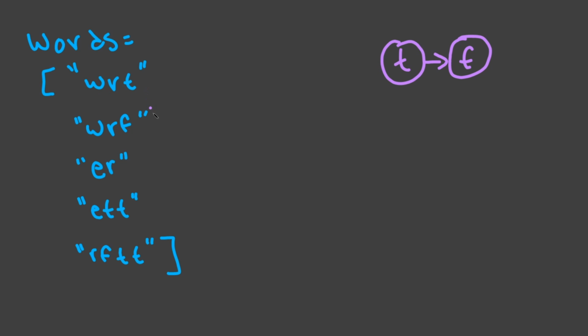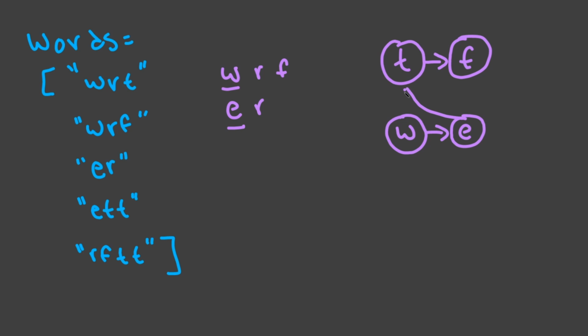So now let's go to our next two words. We're done with WRT, so now let's compare WRF and ER. What we're going to do is look at the first letter that's distinct between these two, and we can see that W and E are the first distinct letters. So we know that W comes before E, so we're going to map W to E. So the current relationship between the letters is W comes before E and T comes before F, but we don't know anything else. We don't know if E connects to T or if any other relationship happens here.